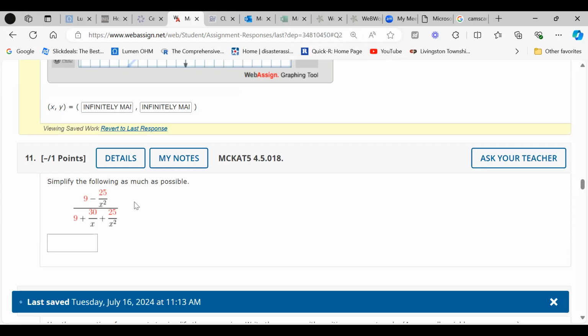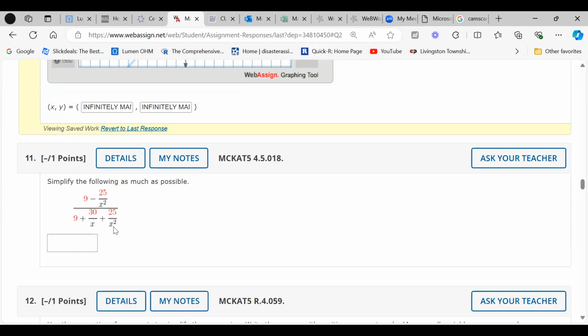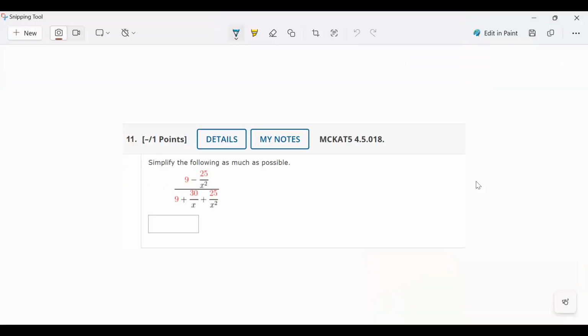Again, this is a complex fraction. So find the LCD, right? And multiply each one of these by the LCD. Okay, try this very quickly.